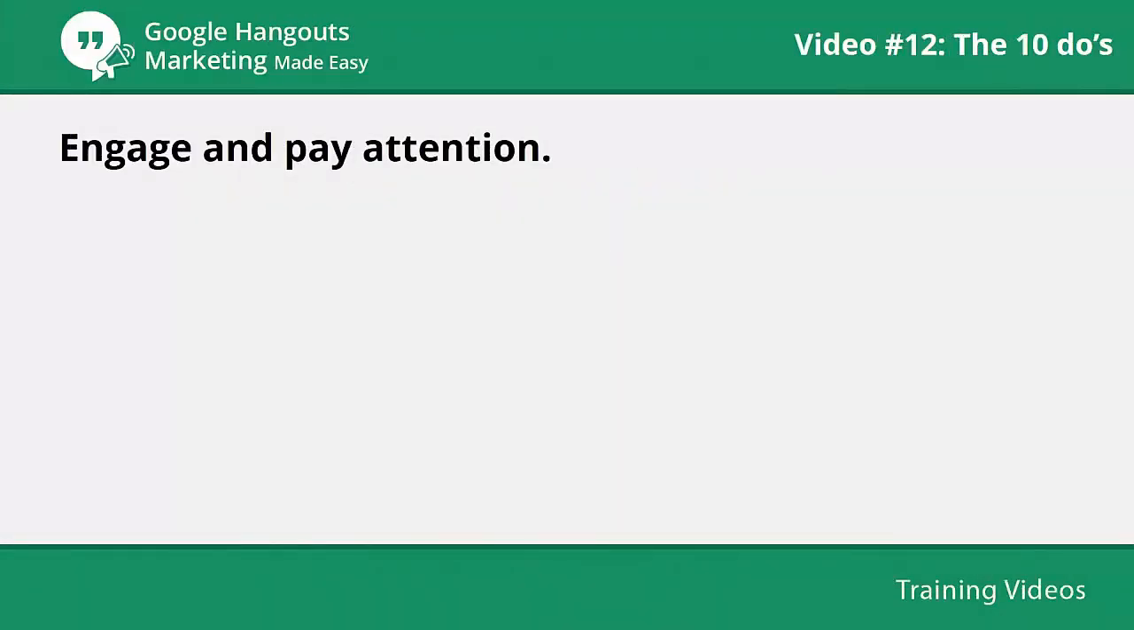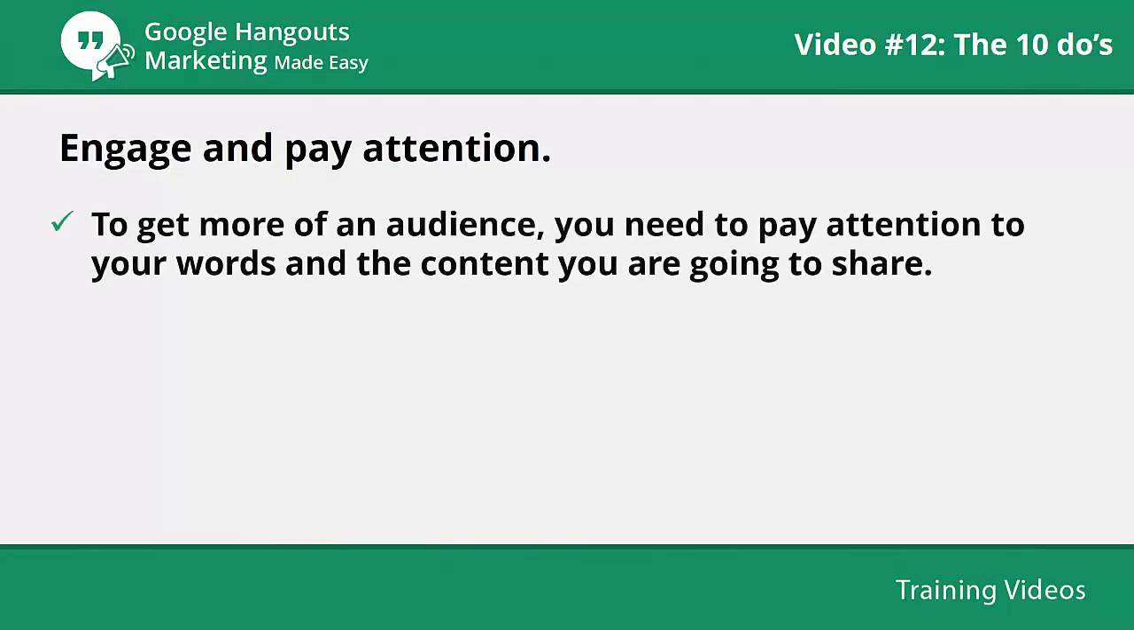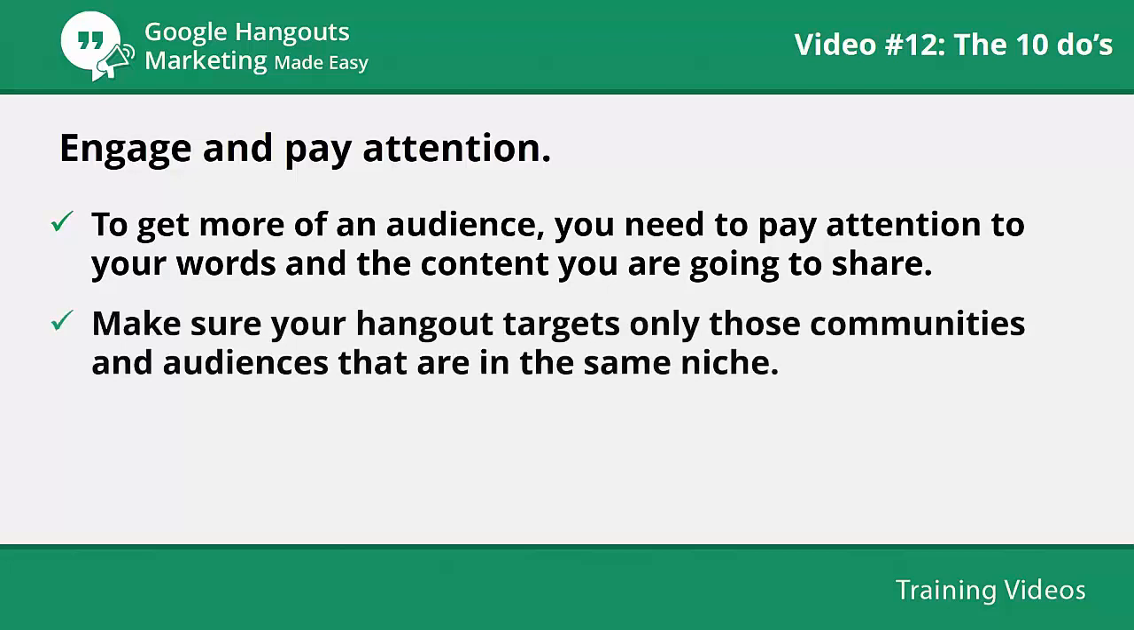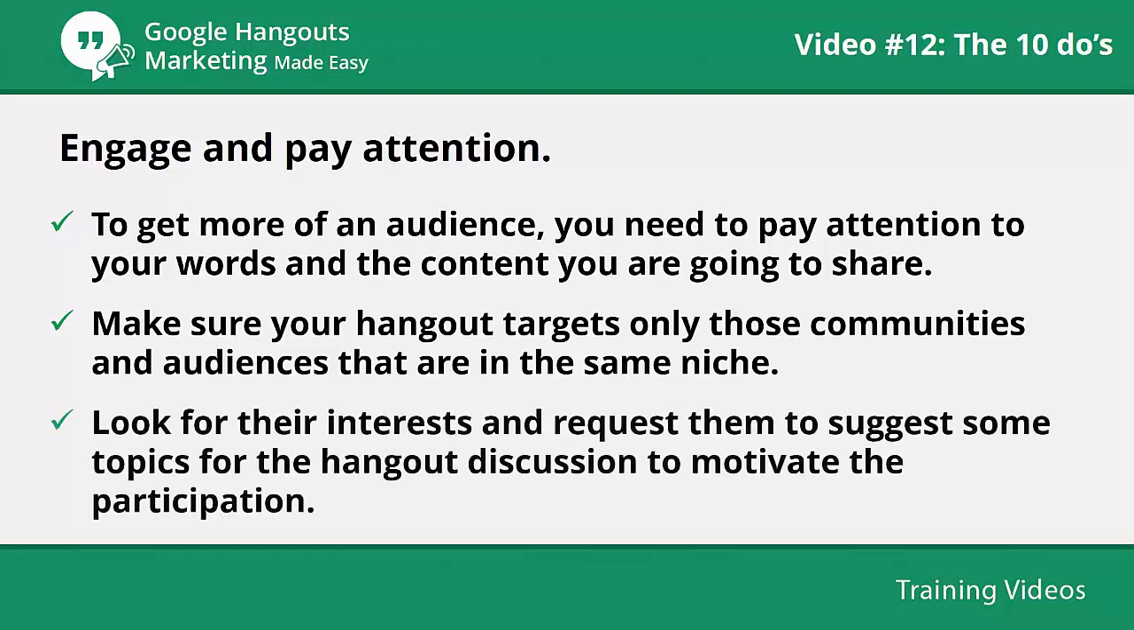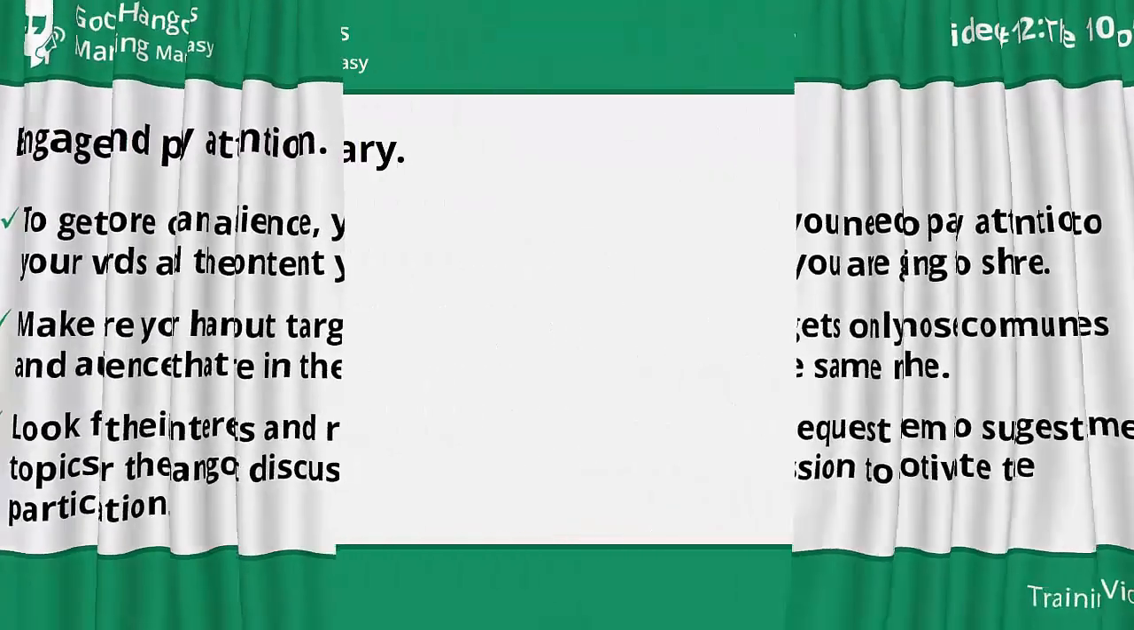Engage and pay attention. To get more of an audience, you need to pay attention to your words and the content you are going to share. Make sure your Hangout targets only those communities and audiences that are in the same niche. Look for their interests and request them to suggest some topics for the Hangout discussion to motivate participation.